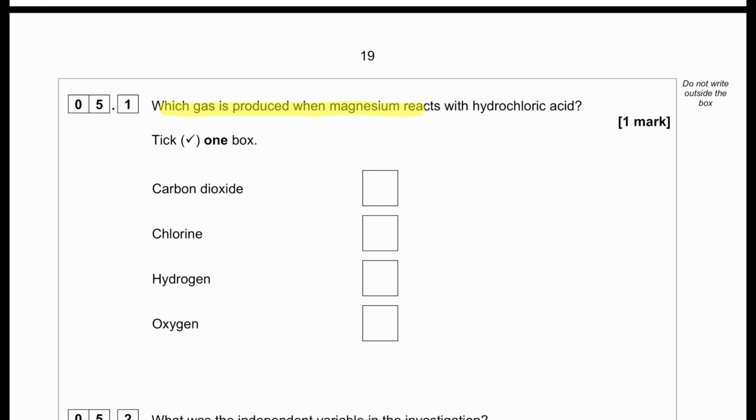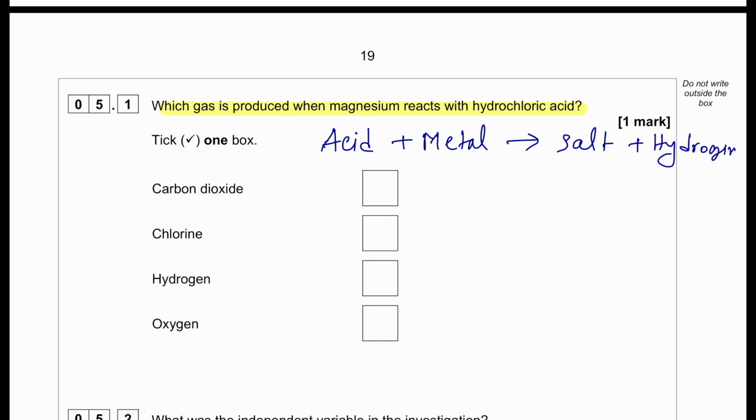Which gas is produced when magnesium reacts with hydrochloric acid? Guys, we need to know this basic equation. When we add an acid with a metal and there is a reaction, we get a salt and we get hydrogen. So in this case, the gas will be hydrogen.